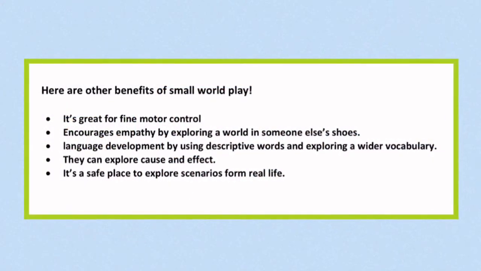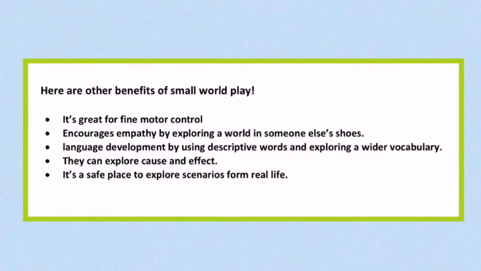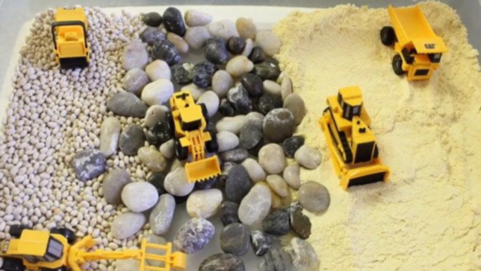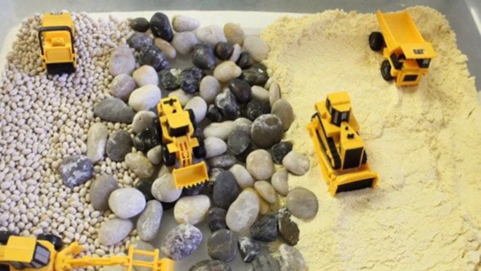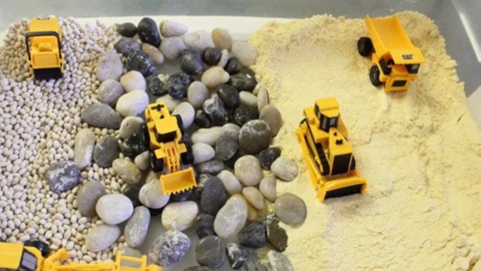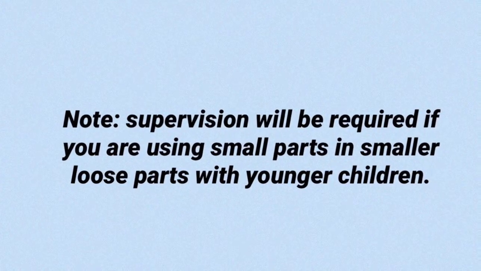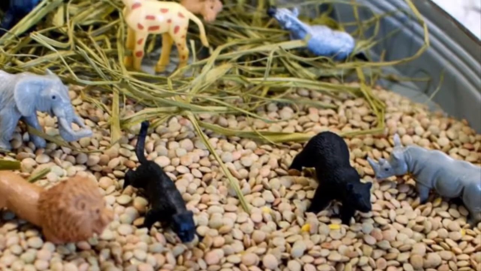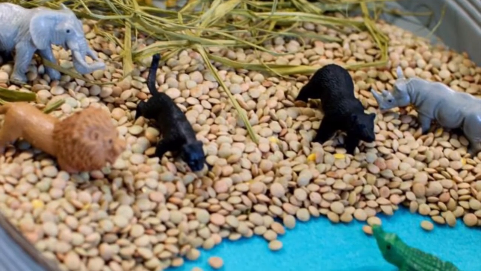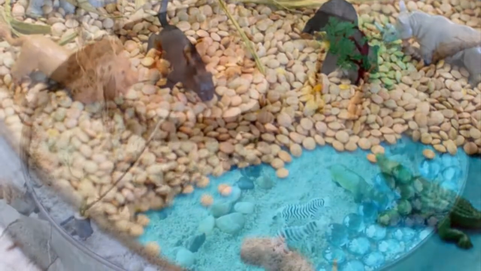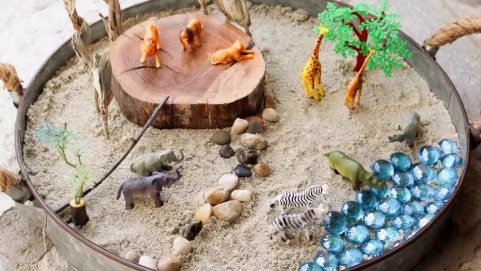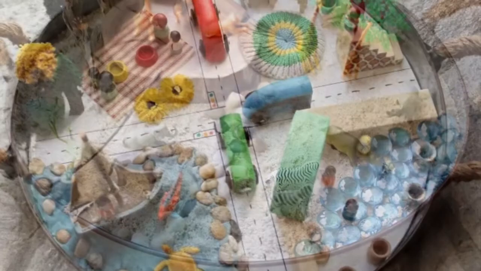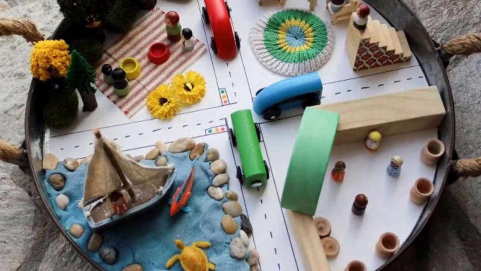Here are other benefits of small world play. Get inspired by what you already have in your own toy box, kitchen, garden, or anywhere else in your home. Part of the fun of small world play is setting out the scene. Get your children involved in creating their own small worlds and go on a hunt for items that they might want to use. You can also add your sensory items too, like sand, water, Play-Doh, rice, rocks, or things from nature.